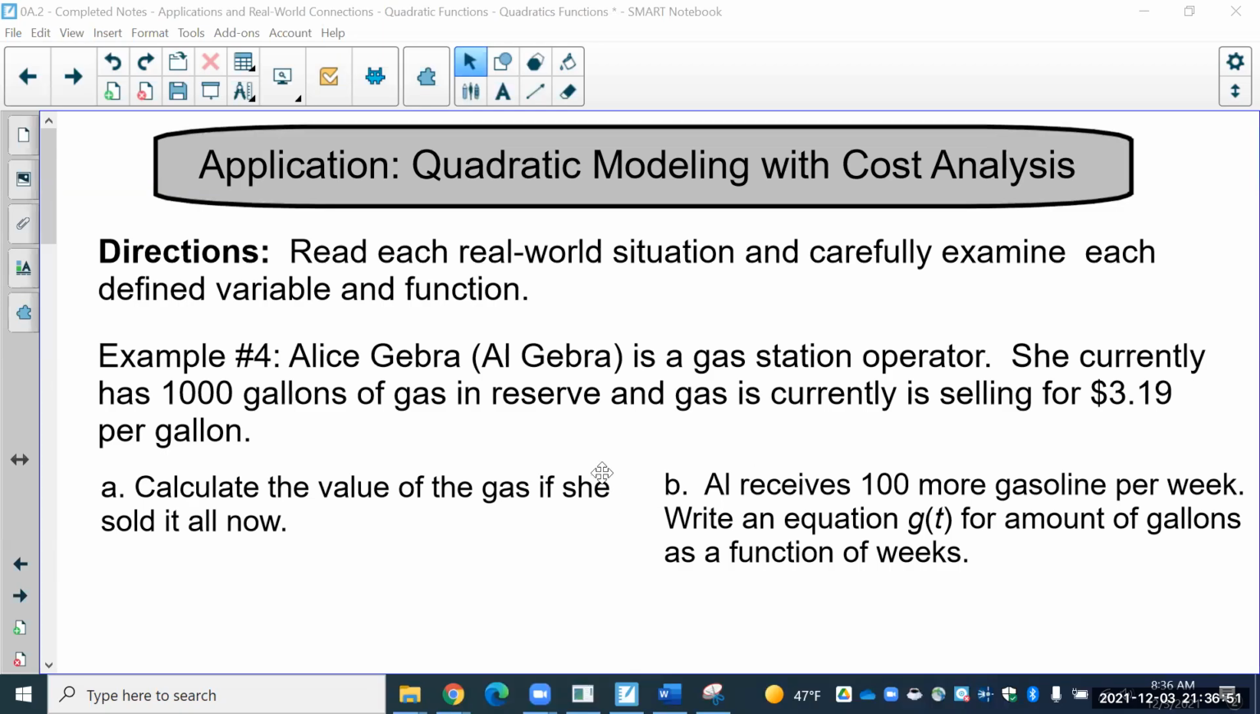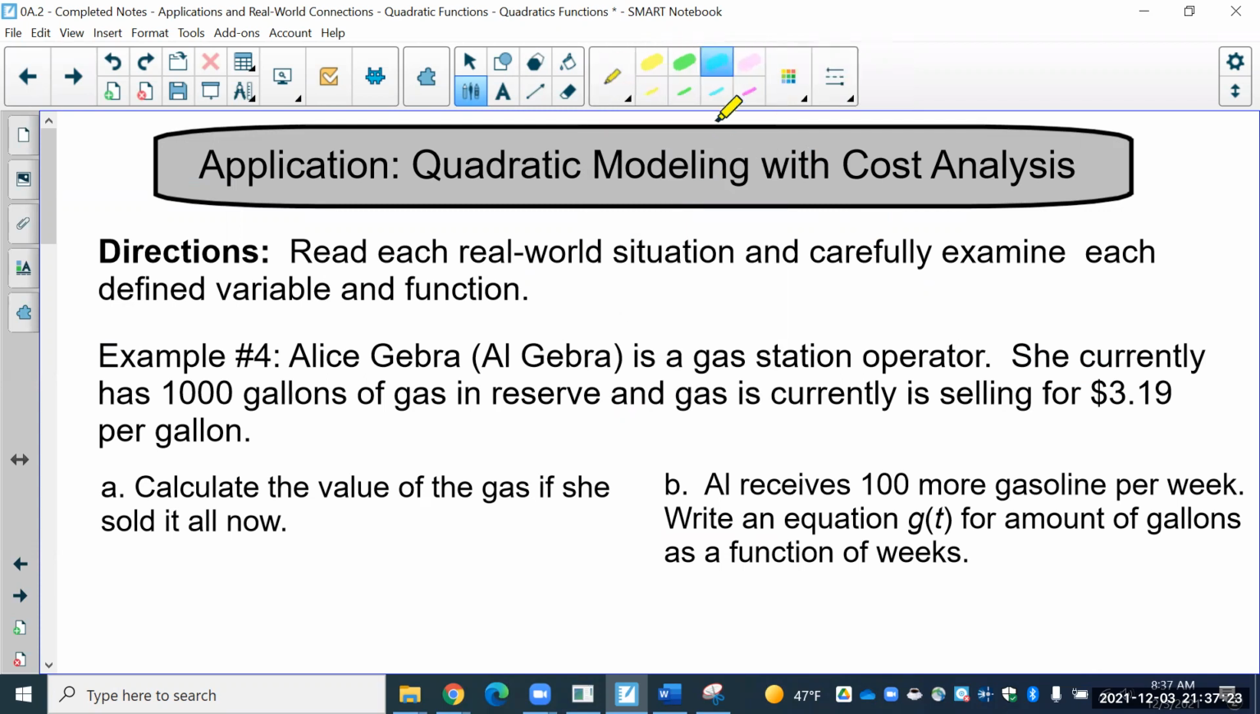So this fourth problem is really interesting because it takes stuff that we learned in our linear applications and turns it into a quadratic application. It actually starts in 7th grade and then goes through and shows you how math builds from concept to concept. When I read this problem, the first thing I notice is that Alice Algebra is a gas station operator. She currently has 1,000 gallons of gas in reserve and is currently selling that gas for $3.19.